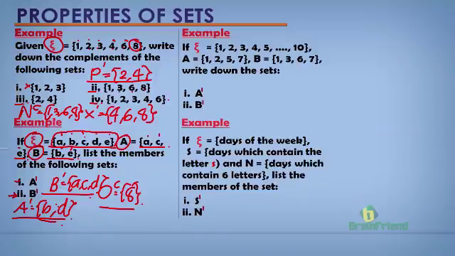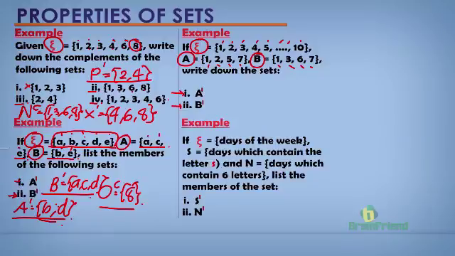Let's take a look also at this example. If we have a universal set that has elements of numbers 1, 2, 3, 4, 5, and it goes on to 10, while we have a set A that has elements of numbers 1, 2, 5, and 7. If the set B given has also elements of numbers 1, 3, 6, and 7, we've been asked to write down the sets of A prime. That is the complement of A and also the complement of B.